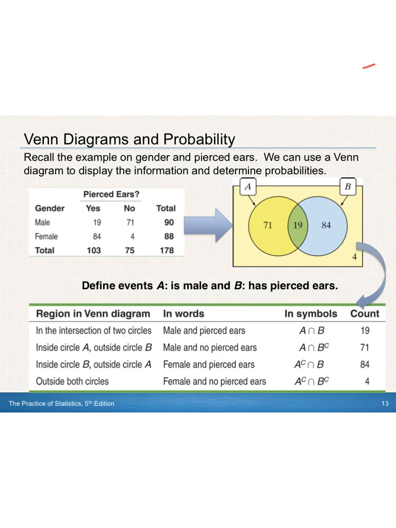So here is some symbolization, and here is the connection between the two-way table and the Venn diagram. Once again, this 19 is the overlap of the two events, and this 4, this thing hanging out over here, are the ones that don't fit in A or in B. In this case, it is girls that do not have pierced ears. So they are the rest.